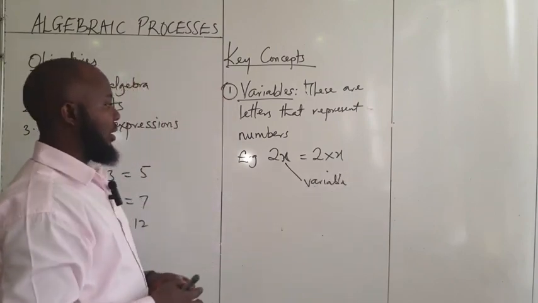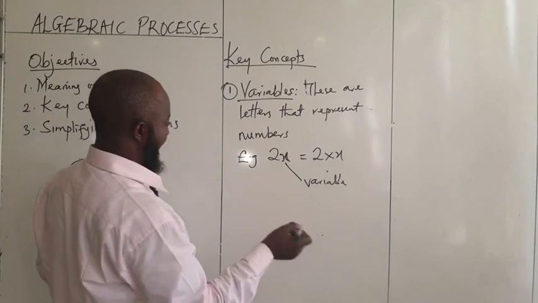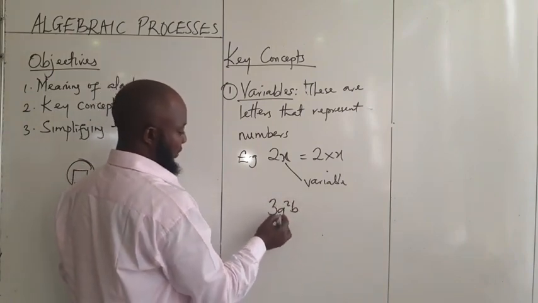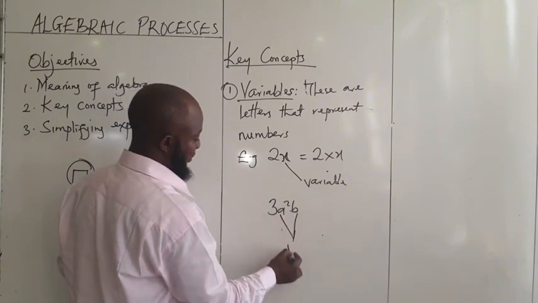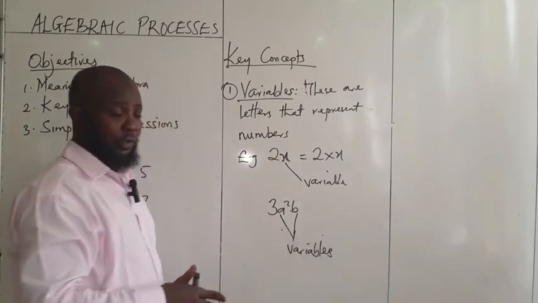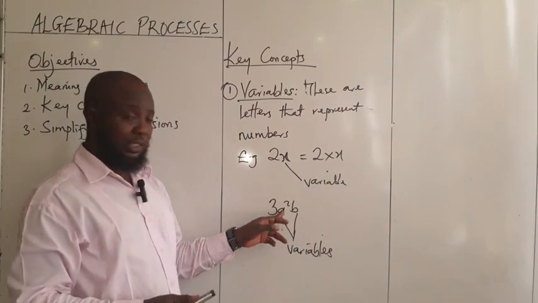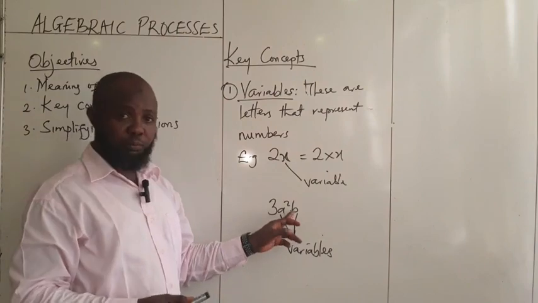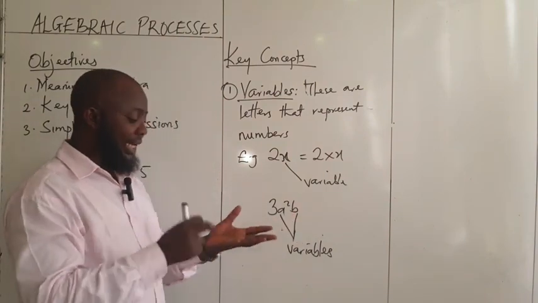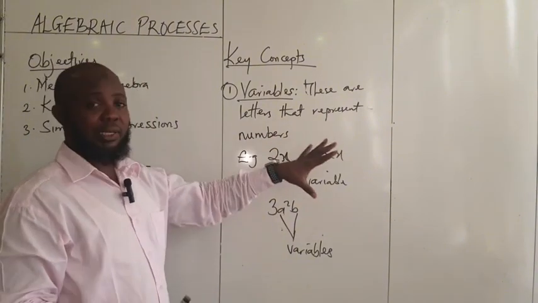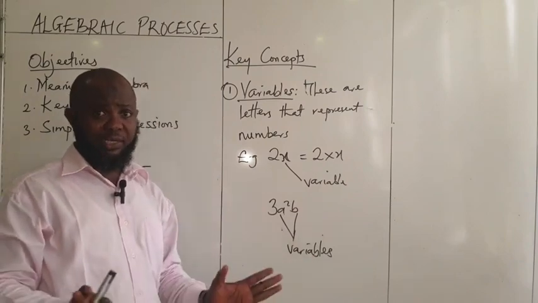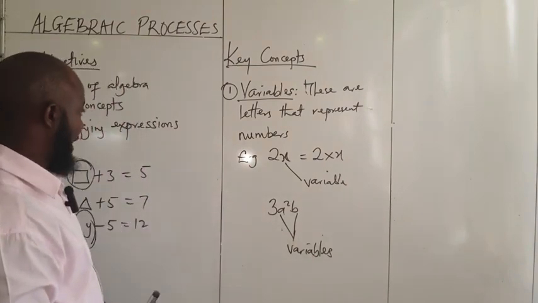And we can have other examples. We have 3a squared b. So a and b here are also variables. I hope I'm making sense. Because a is representing a number here, while b is also representing a number. So any letter you see in a mathematical expression is referred to as a variable. I hope that is very clear. So that is that for the first one.